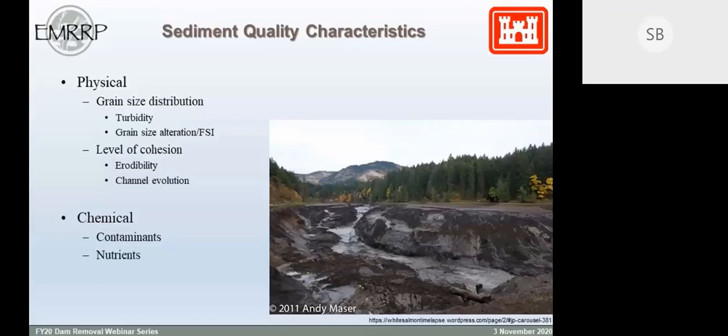Grain size, as well as the level of cohesion, of course, can impact the erodibility of the sediment, so this can impact how the channel evolves through the reservoir. Also, the presence of contaminants, which we're going to talk about in a moment, can dramatically increase the cost of dam removal and lengthen the evaluation process. So that's really important. And nutrients also are a concern as they tend to accumulate in reservoir sediments.